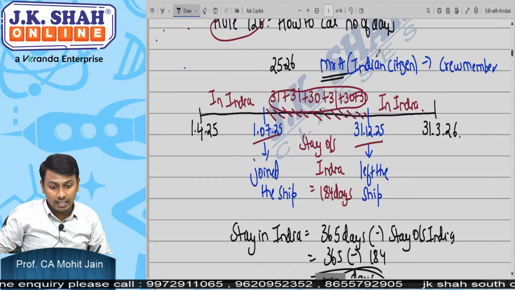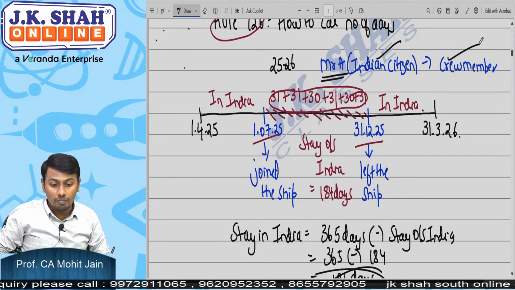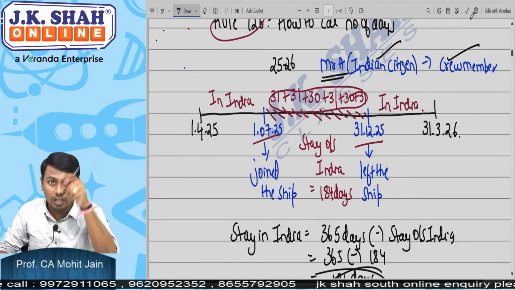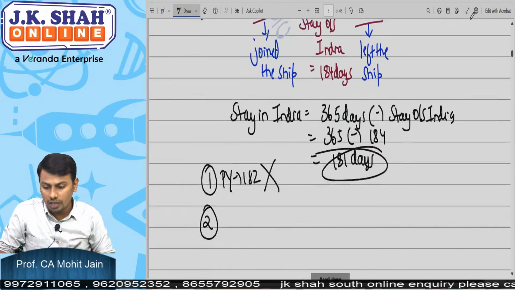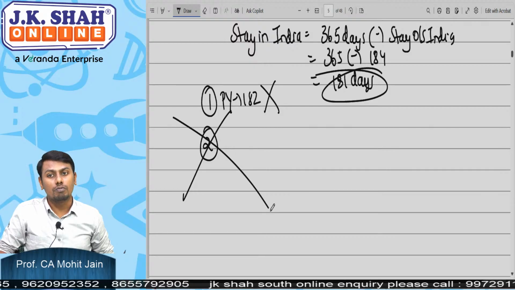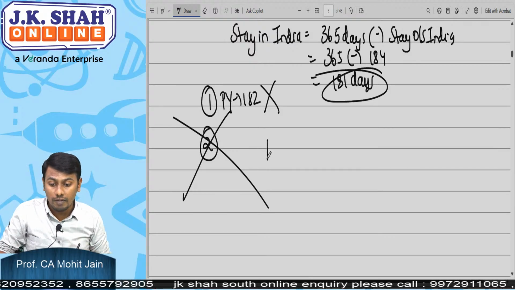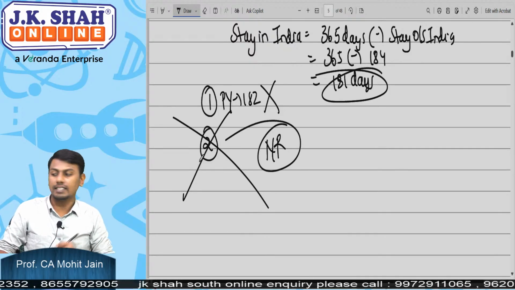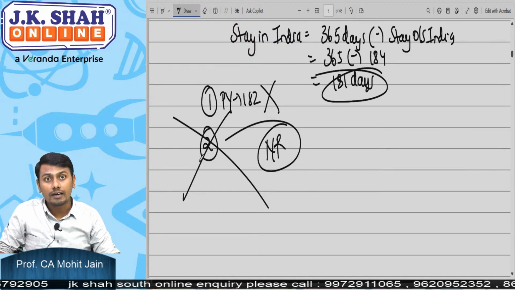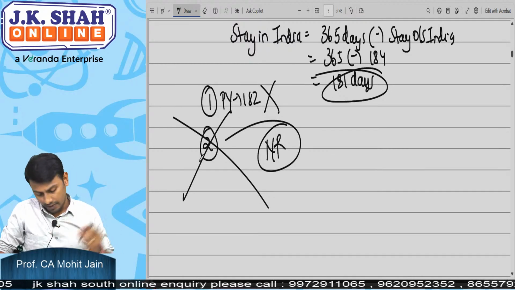Is he an Indian citizen who is a crew member? And if the ship involved is an Indian ship, then what will not be applicable to him? Basic condition number 2. And basic condition 1 though we did not satisfy, so he'll become a non-resident. Am I clear? Yes. Okay.